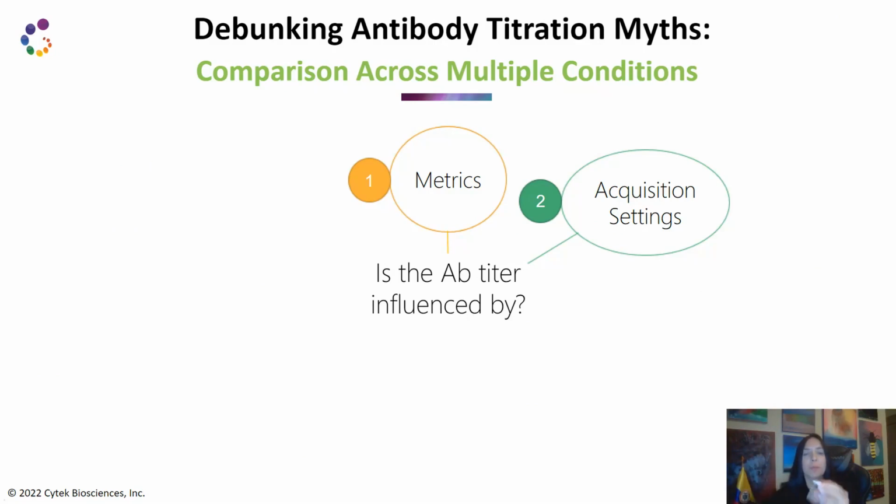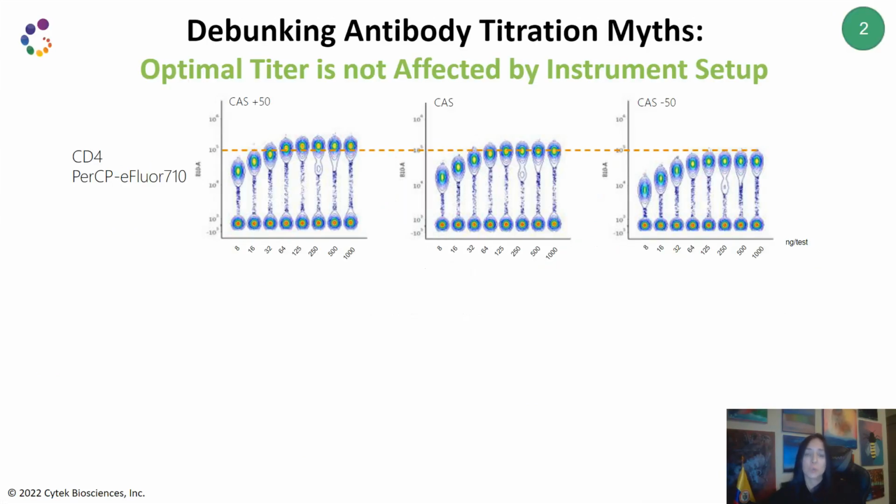What if I use optimal settings, or if I decrease the gains or increase them? What's the impact on the optimal titer? So here I'm showing you CD4 data, 3 data sets. The one in the middle is optimal acquisition settings, which are our Cytek assay settings. On the left, plus 50, when we increase the gains by 50%, and on the right, decreasing the gains by 50. Anything that goes out of that range, the conclusions might not apply, so just a warning.